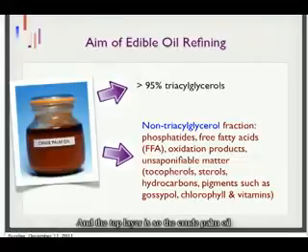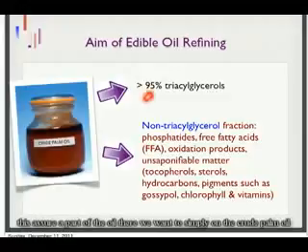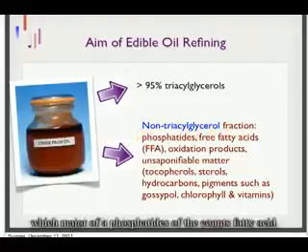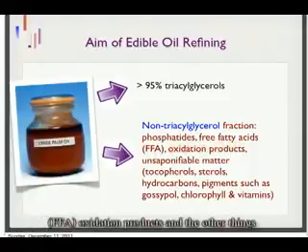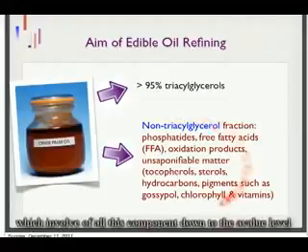So in the crude palm oil, basically it contains around 95% triacylglycerols or triglycerides. This is the actual part of the oil that we want to separate from the crude palm oil. And there are about maybe 5% or less of the non-triacylglycerol fraction, which consists of a mixture of phosphatides or the gums, free fatty acid, FFA, oxidation products, and other things. So basically the aim of edible oil refining or crude palm oil refining is to remove all these components down to a very low level.